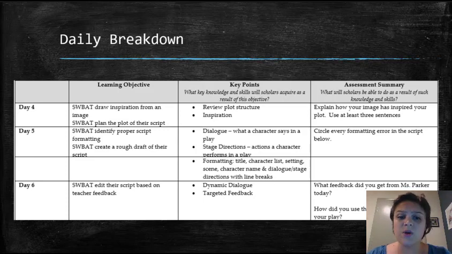The next day, we do a quick mini lesson on script formatting. They've read a script now, so they know what that looks like, but I want to make sure they know what it's supposed to look like on a page. And then they start working on their script.